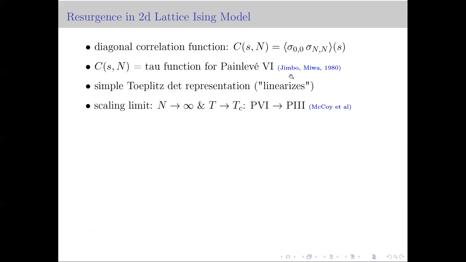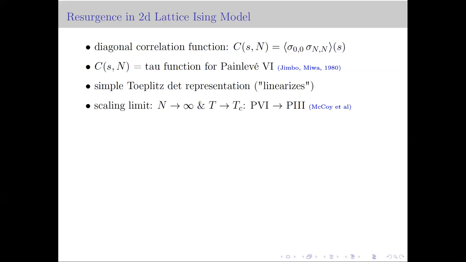Now, a beautiful result from the Kyoto school from the early 1980s is that this correlation function satisfies a particular nonlinear equation called the Painlevé-6 equation. And the basic structure of the expansion of this in terms of the coupling was found by Jimbo and Miwa. And it's very nice because there's a sort of simple linearization of this problem, even though it's a very nonlinear problem. You can write it as a determinant where the entries of the determinant are just hypergeometric functions. So there's a way to linearize this problem.